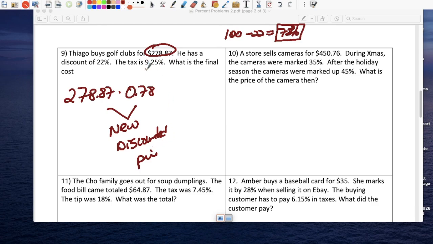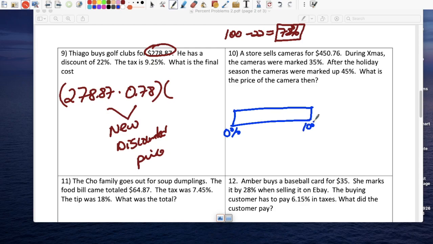And then I have to pay taxes. So the discounted price, which I put in parentheses, times now the tax. Now again, tax is something we add on to our value. So I guess I should draw a drawing. So this is 0%. This is 100%. $0, and this is 278.87. And from that, we're going to remove 22%. So I'm going to go 10, 20, 21, 22. So that's gone, and I'm left with 78%.